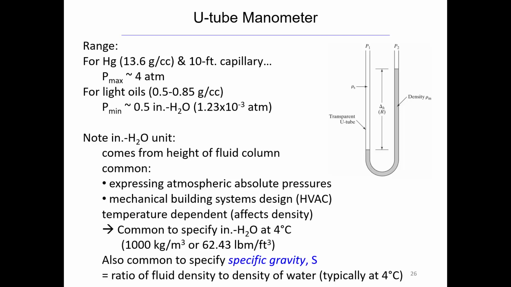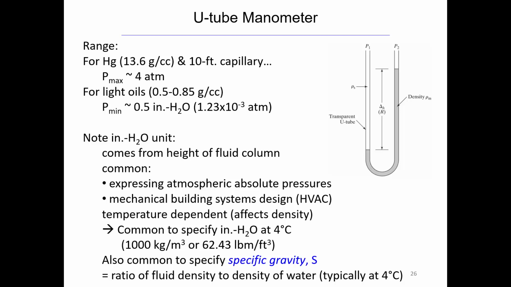Now, a few general notes about U-tube manometers. First, we have the range. We can use different manometer fluids. If we use mercury, that's the Hg, we have 13.6 grams per cubic centimeter. And if we had a 10-foot capillary, so a 10-foot tall manometer, filled with mercury, we could measure up to 4 atmospheres. This would be approximately the upper limit of what is practical to measure with a manometer.